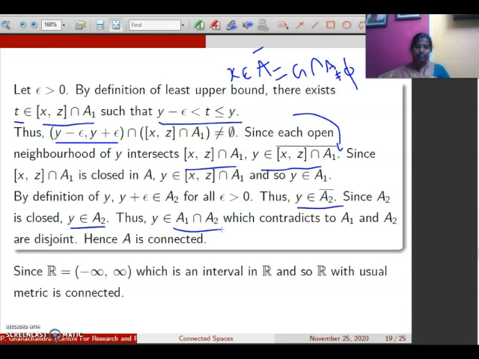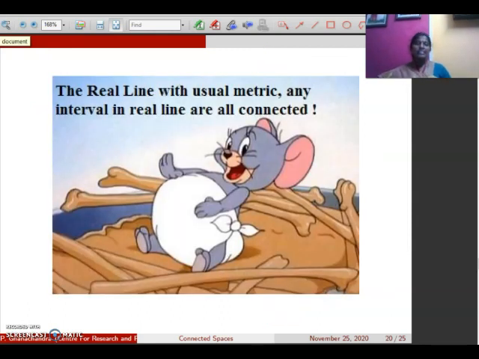Therefore, A is connected. So, in the real line, a subspace A of R is connected if and only if A is an interval. Using this result, we can derive that R is an interval. We always write the real line as the open interval (minus infinity, infinity). Okay, guys? So, this is an interval. Therefore, R is connected. So, now let us see the first example of a connected space. The real line with the usual metric: any interval is connected. Any interval, that means either an open interval or a closed interval or a half open interval or half closed interval, any interval with the usual metric in the real line is connected.